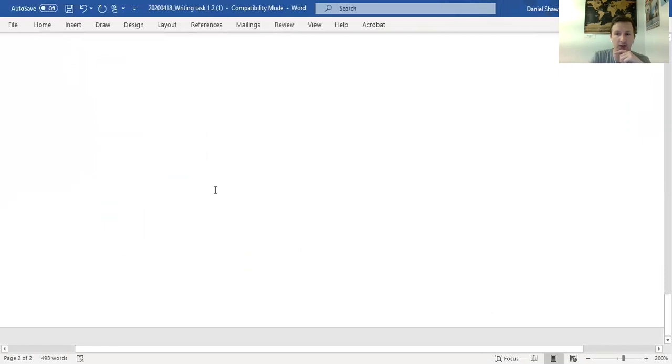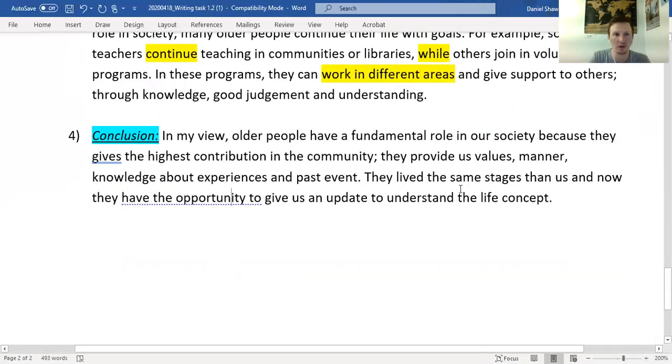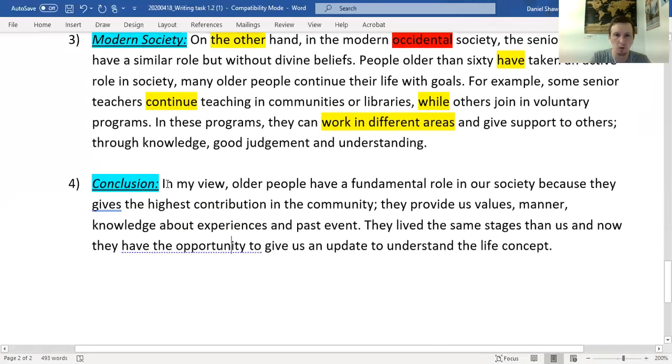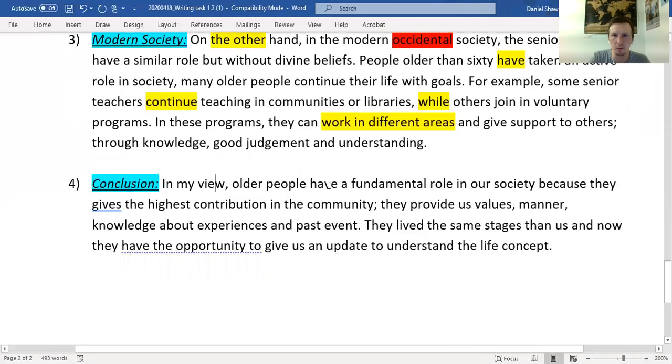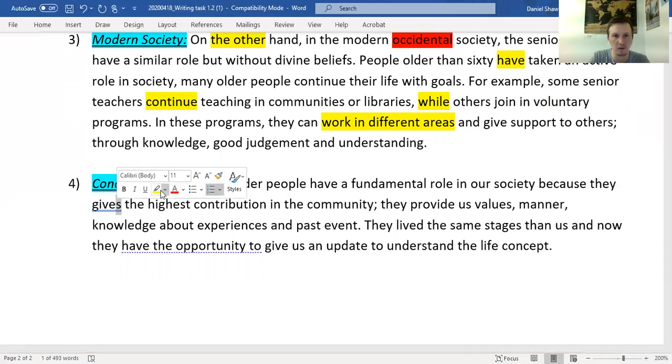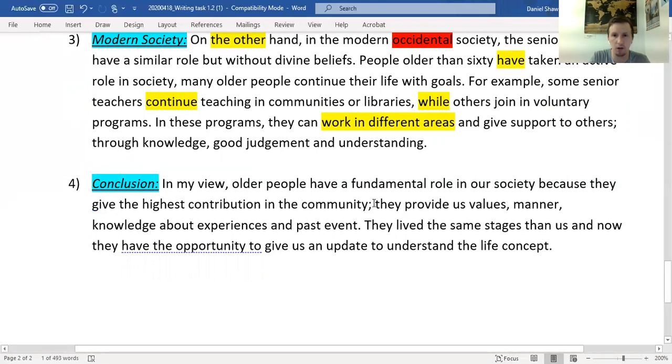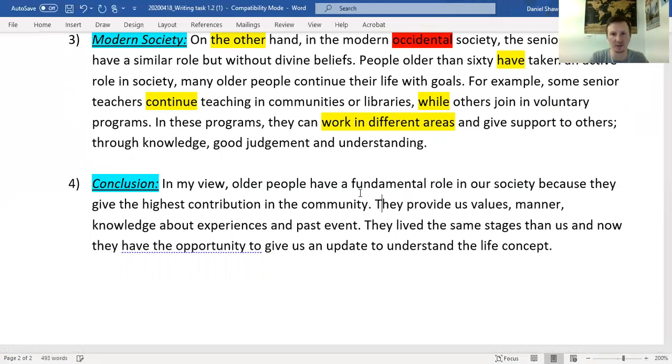Last paragraph is the conclusion. We're almost at the end. So how do we conclude? In my view, okay, that's fine. We can show personal opinion. That's what it's asking you to do here. So we've covered that. Older people have a fundamental role in our society. Yes. Why? Because they give the highest contribution in the community. Yeah, fantastic. So this is just one sentence. So let's keep it as one sentence.